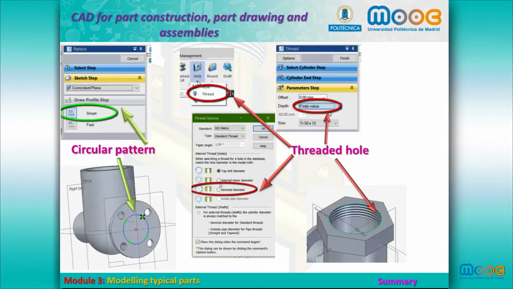We have used a circular pattern, an easy and powerful tool, and have used threading for holes that are slightly more complicated than threading cylinders, because we need to select the type of fit we want for our thread that always has to coincide with a prepared setting of holes in the standards that Solid Edge admits.